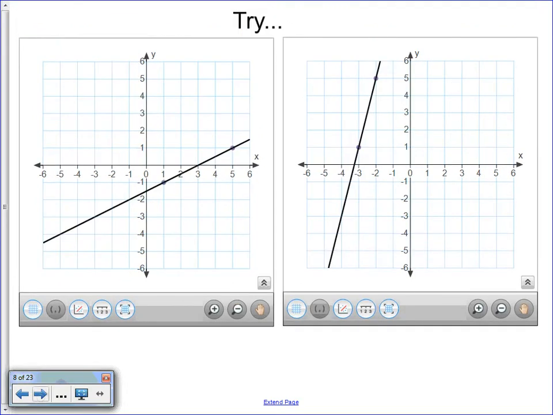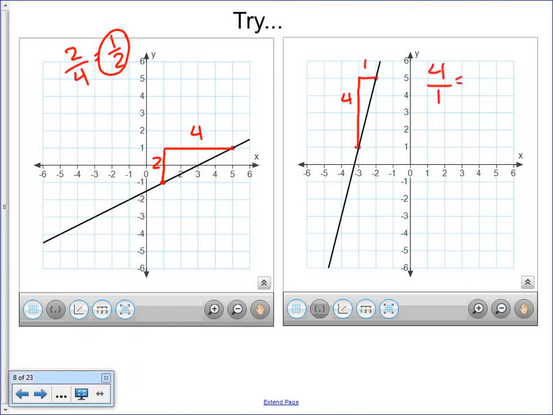A few more out. Again, start on the leftmost point. We're going to go up 1, 2, over 1, 2, 3, 4. So 2 over 4, and that'll simplify into 1/2 as a fraction. Next one here, I'm going to go up 1, 2, 3, 4 over 1. So 4 over 1 for my slope, and 4 divided by 1 will give me 4.